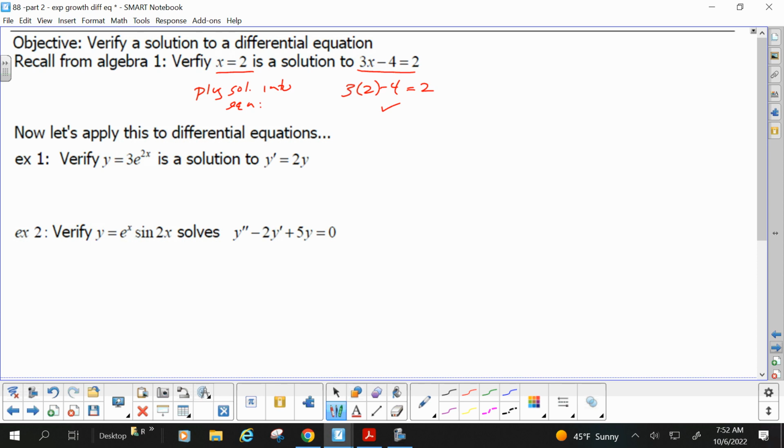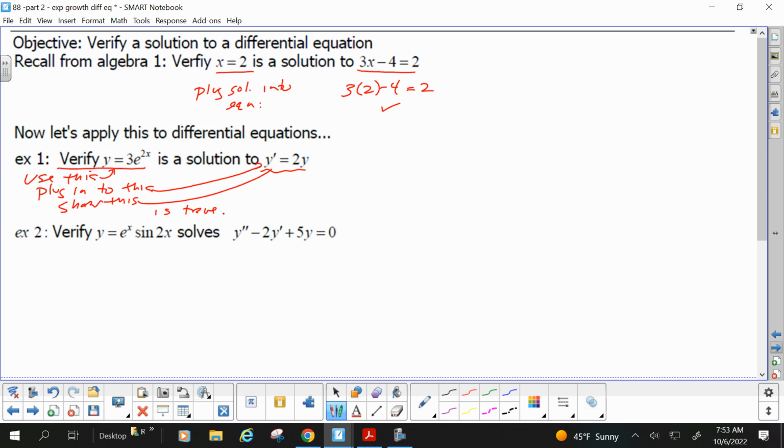Now verifying a differential equation solution is a little more complicated. The question is usually students will say, well, what plugs into what? You get all confused. So let's be very clear. We're going to use this to plug in to this and show this is true. Now I want to plug everything in here that it calls for.